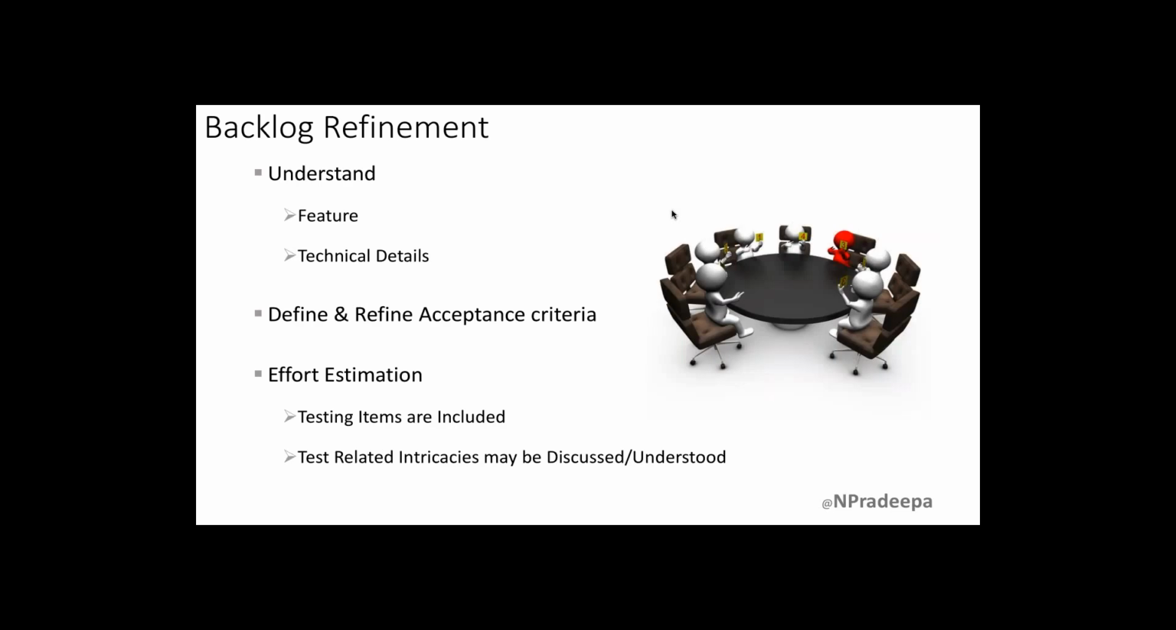Next event, backlog refinement. Backlog refinement is a forward-looking event where the teams get together and look at the backlog items which are going to be worked on in the near future, the next couple of sprints or so. So together with your team, try to understand the feature, and try to understand the technical details as much as possible. Why? Because that's when you can start challenging how are we going to test this, right? So it's very important to understand the technical details behind that.